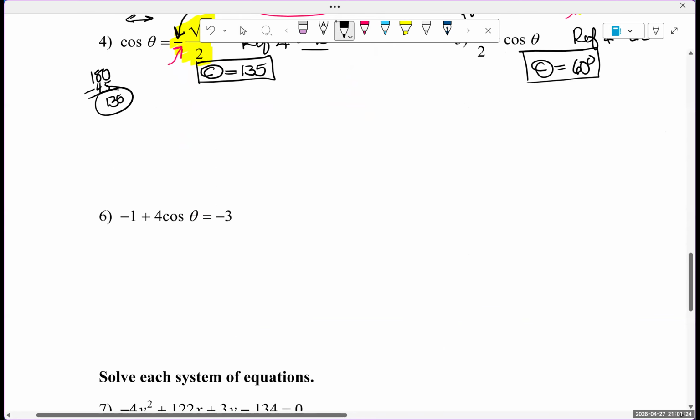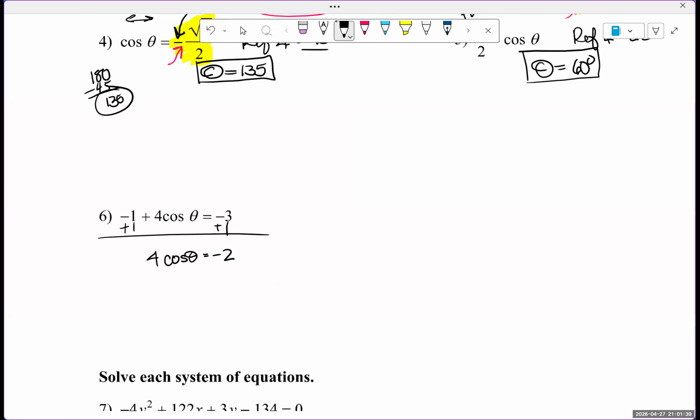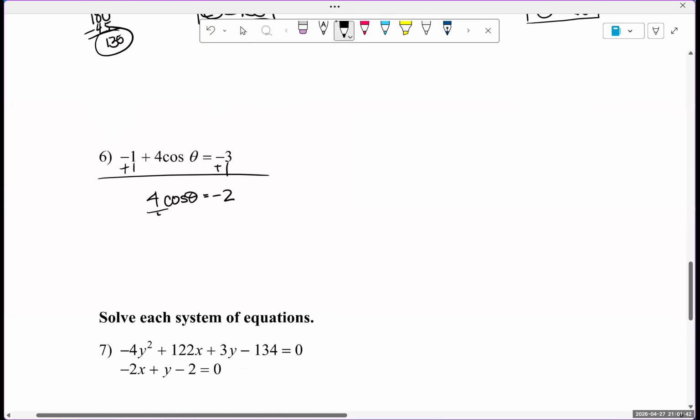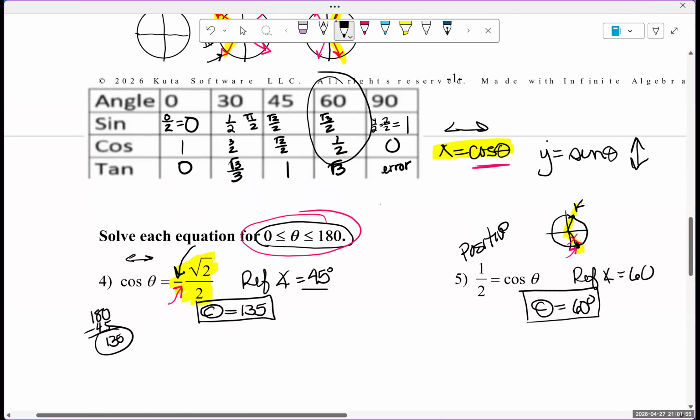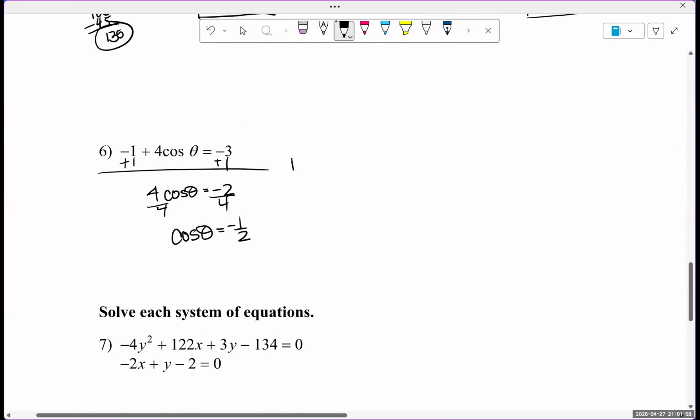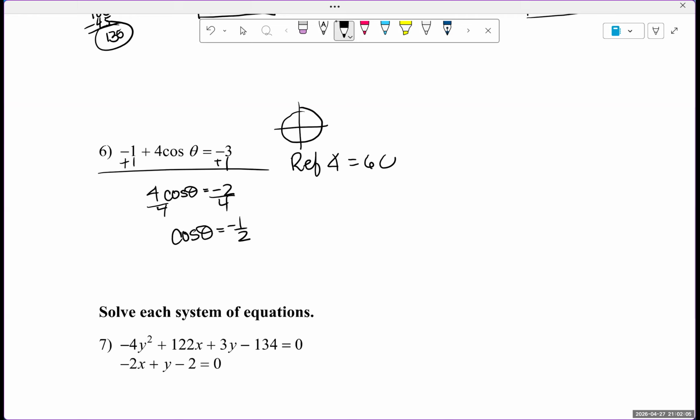Number 6. Okay, first let's isolate our trig function. So we're going to add 1 to both sides. These are all cosine. I did not mean for that to happen. So 4 cosine theta is equal to -2. Divide by 4. Cosine of theta is equal to -1/2. So where does cosine have 1/2? Do you see that we have a reference angle of 60 degrees? So 60 degrees, those are the tall ones.